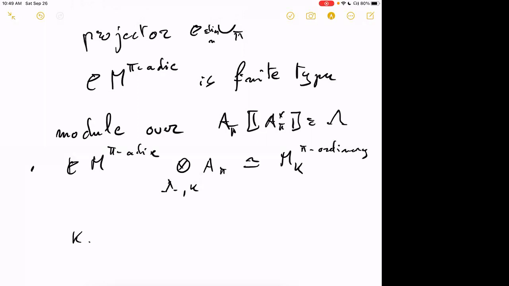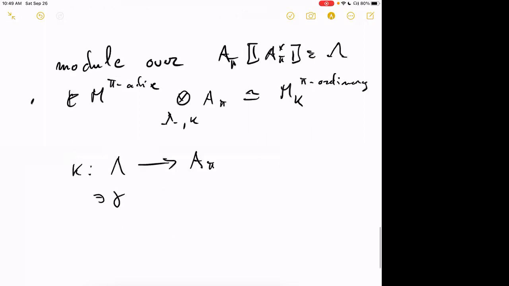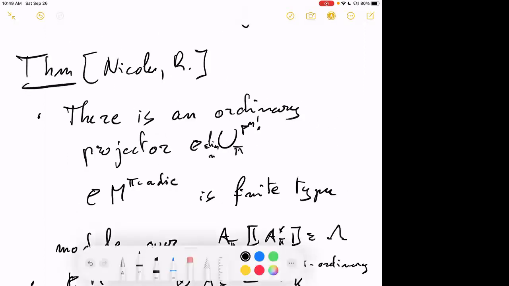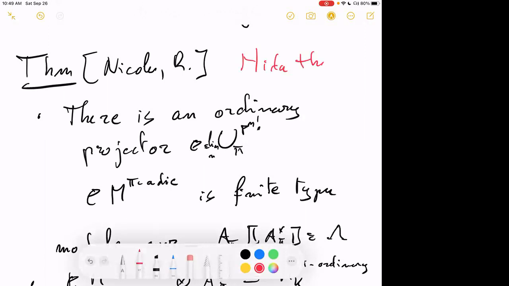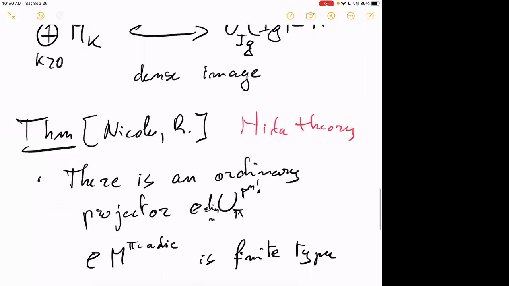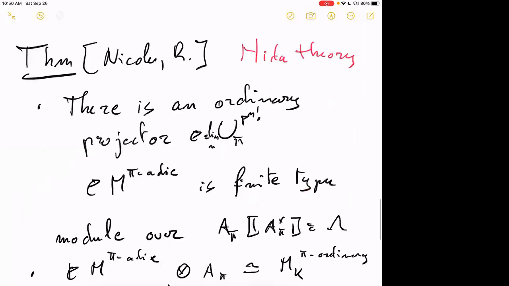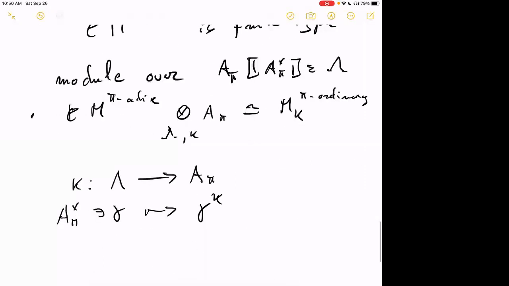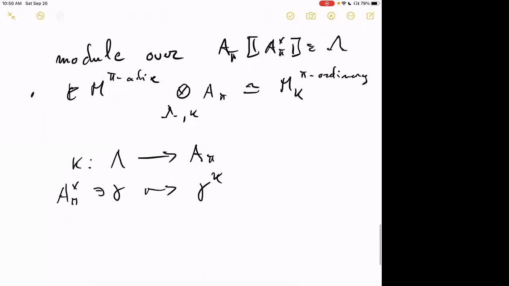Here, the morphism k from Lambda into A_pi is, if I take a gamma in the group A_pi star, mapped to nothing else than gamma to the k. And so we could call this Hida theory for Drinfeld modular forms. Because somehow we see that from a huge space of pi-adic modular forms, we can cut out using a nice projector a relatively smaller space that interpolates all the space of classical pi-ordinary Drinfeld modular forms.